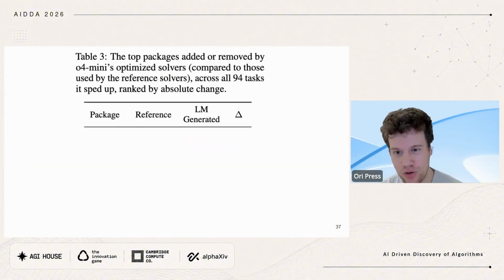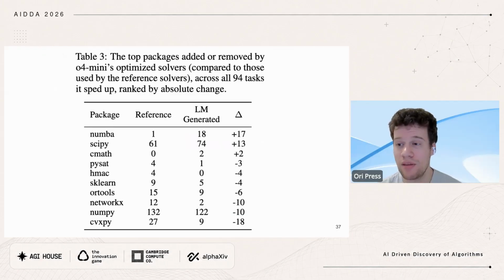And actually, by looking at the packages used by AlgoTuner versus the reference, we can understand which packages are good for writing fast code and which aren't. If we look at the bottom of the table, CVXPy was used 27 times in reference functions, but only 9 times in LM generated functions. So a lot of the time the LM decided not to use it because it was too slow. So this is pretty cool. And of course, Numba is at the exact opposite. Numba is a library that lets you write super quick code, and so it was used a lot.